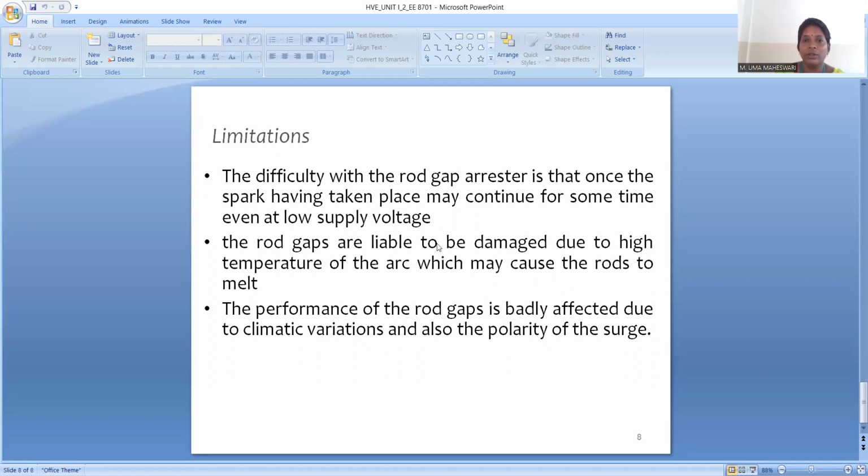In this video, we have seen what are the protection devices used against over voltages, mainly the rod gap arrestor.